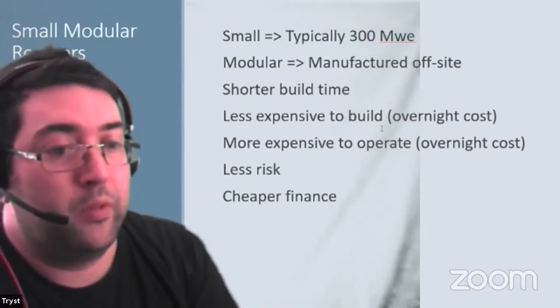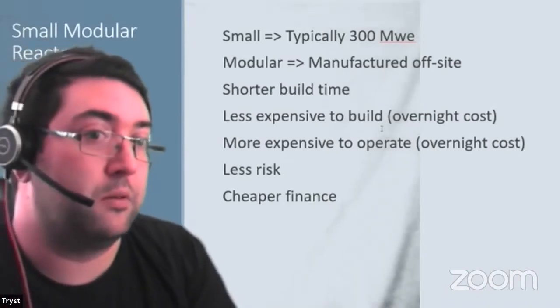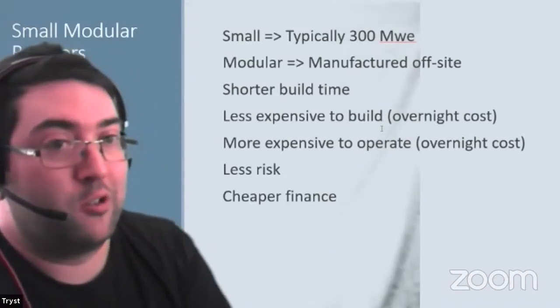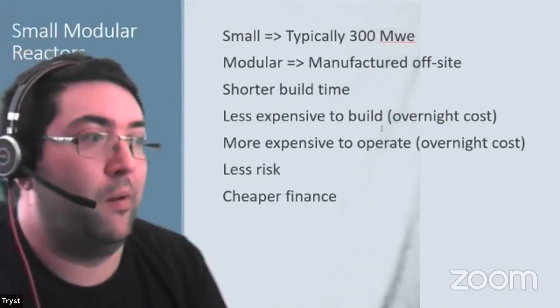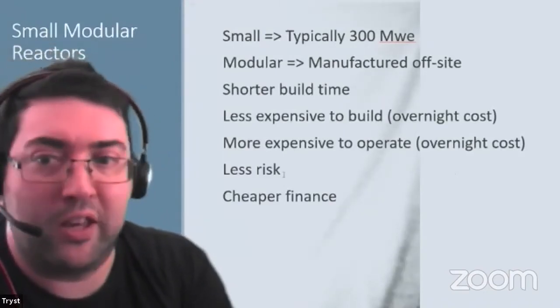And that then makes it more expensive to build a large plant per megawatt hour than it is to build a smaller plant, which means that for small modular reactors, the cost of finance associated with them is cheaper per megawatt hour than the big plants. Sort of economies of scale not working, basically.